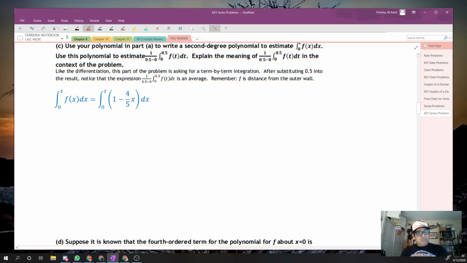So again, this is a term-by-term integration, so the antiderivative of 1 is x. The antiderivative of 4/5 x is 2/5 x squared.